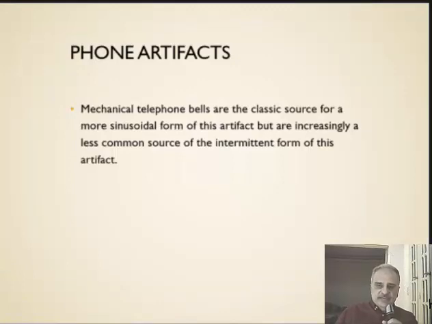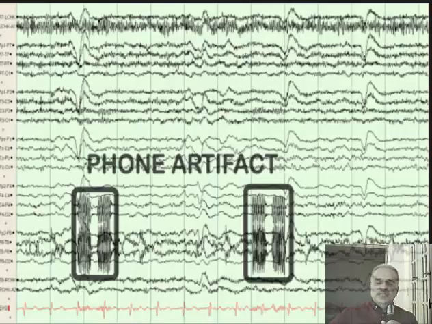Then phone artifacts. As the phone rings, an electromagnetic field is generated, giving artifacts simultaneous to the rings, intermittent sinusoidal ones. It's more evident here on the right side channel, as the phone was on the right side of the patient in this case.